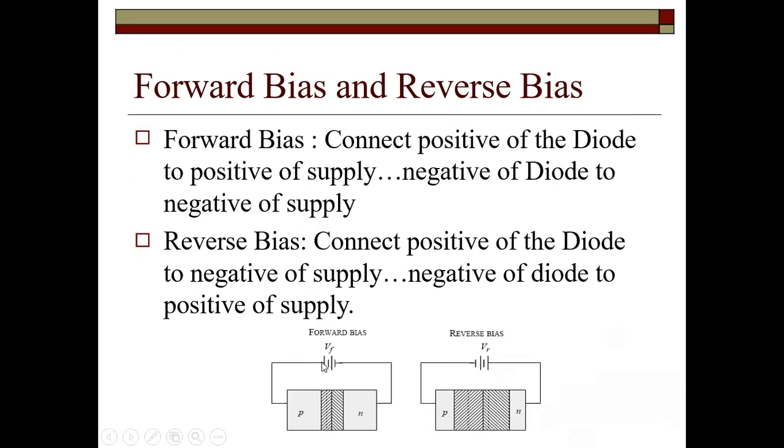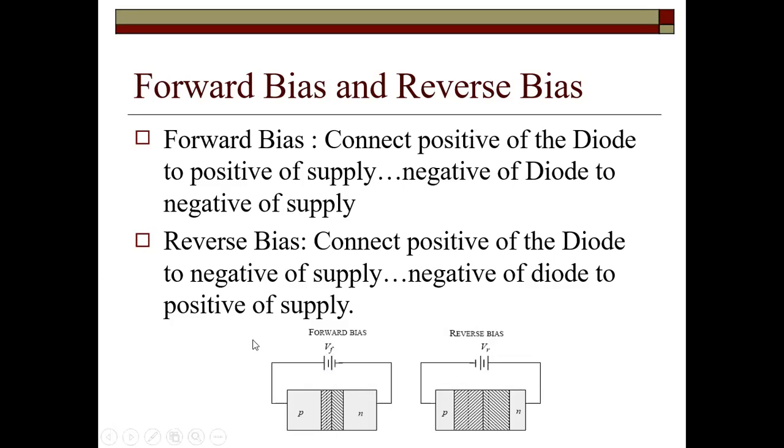Look here, we are connecting the positive of the battery. This is the symbol of a battery. We indicate a battery like this: a big line, a small line, a big line, a small line. The big line means positive, and the small line means negative. Clear?